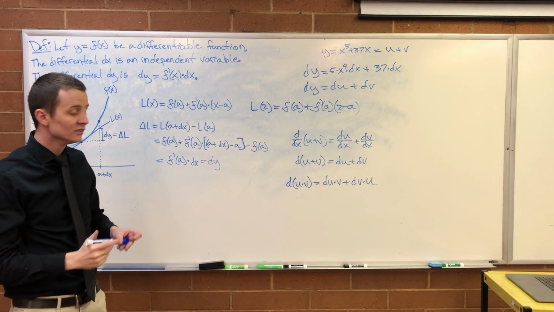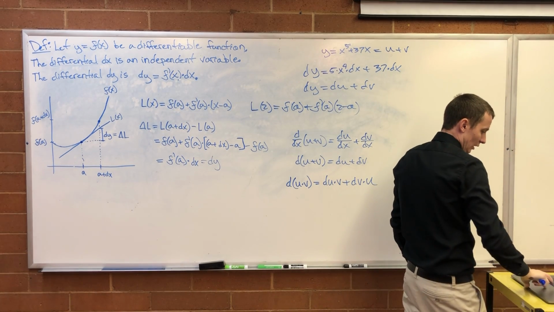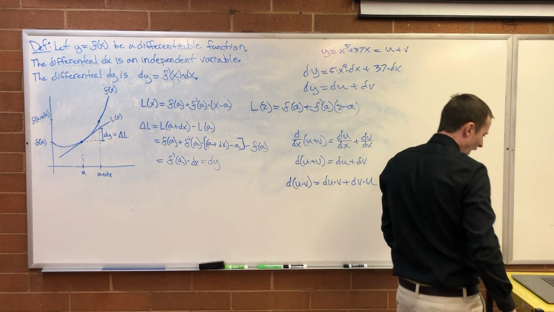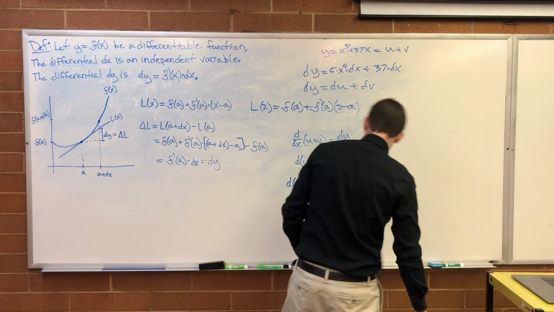Could we see an example of the multiplication? Not multiplication, chain rule, and then quotient rule.